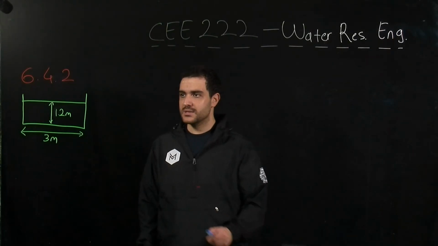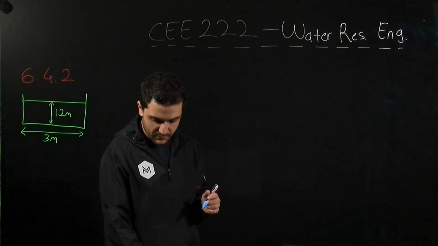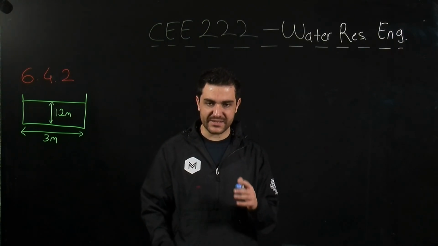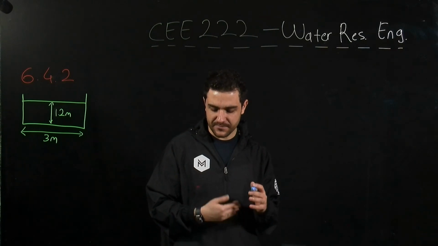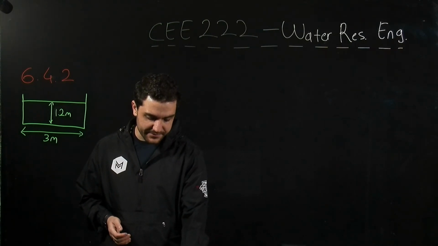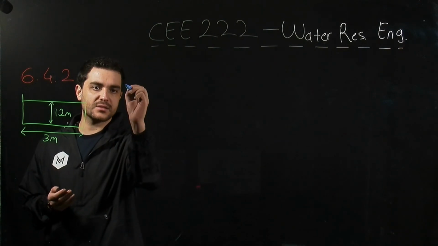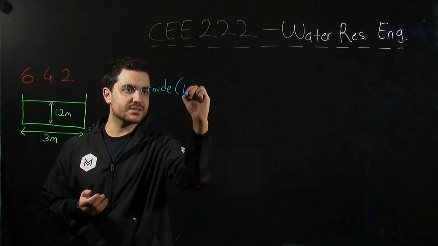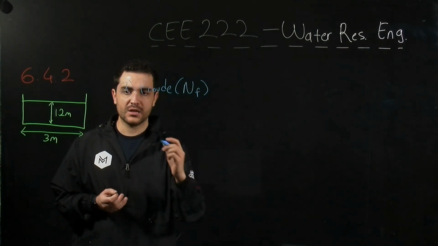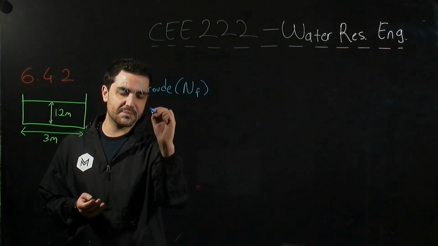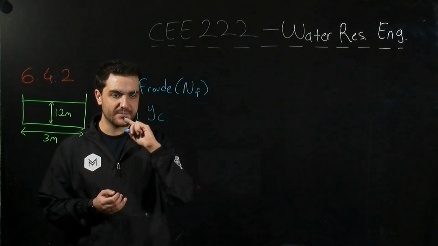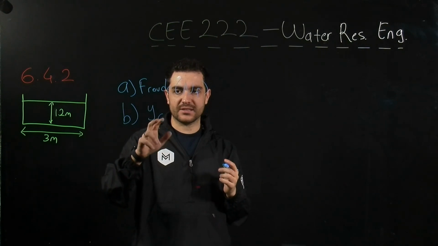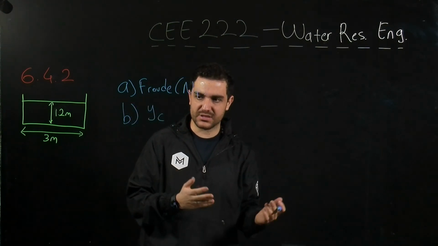Okay, question 2, 6.4.2. In this question, it starts with information about determining the flow classification, such as subcritical, supercritical, or critical flow. First of all, we can find it using the Froude number, which is NF, or we can calculate the critical depth, which is yc, and then based on our depth, which is 1.2 meters here, we can determine if it is subcritical, supercritical, or critical.